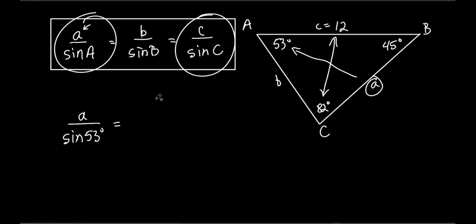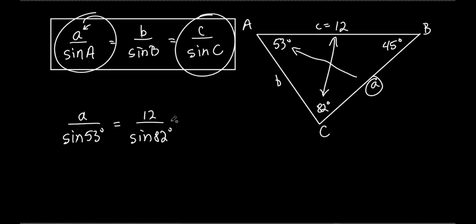So equals C. What's side C? It's 12 over what? Sine of 82. And that's basically it for the law of sines. Basically, we have to do some algebra, but as far as setting it up, that's how you set it up.